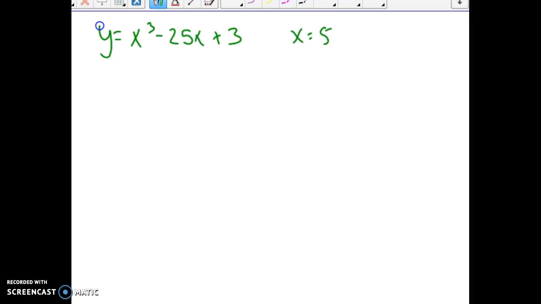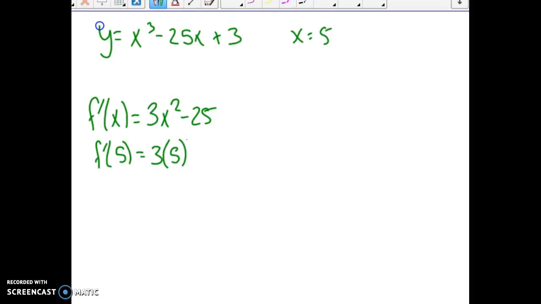All right, first thing I'm going to do is find the slope. So I need to find the derivative of this function. 3x squared minus 25 is the derivative. To find the derivative at this point, at the point 5, I simply substitute in 5. 3 times 5 squared minus 25. 5 squared is 25, times 3 is 75. 75 minus 25 is 50.